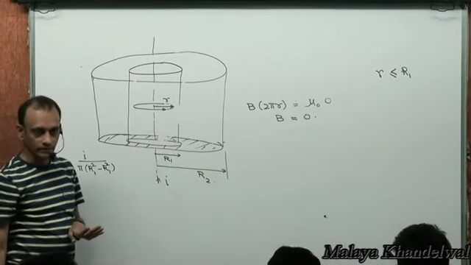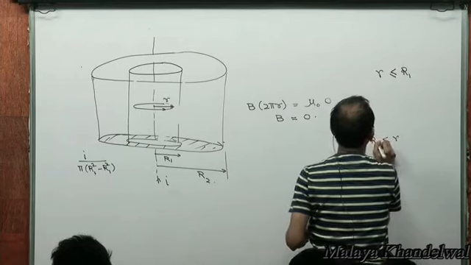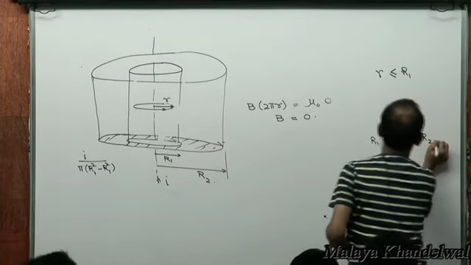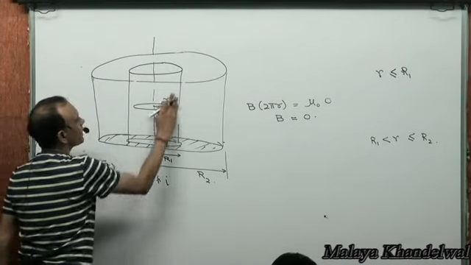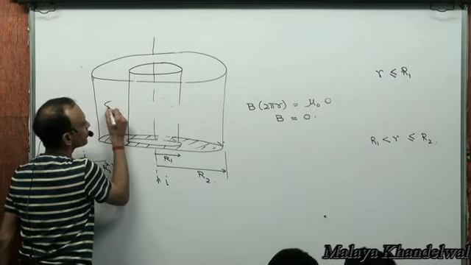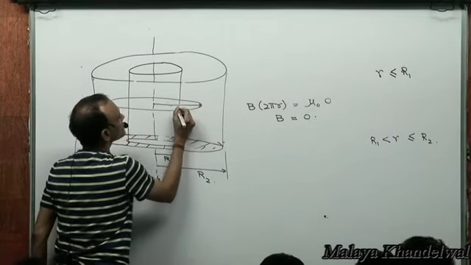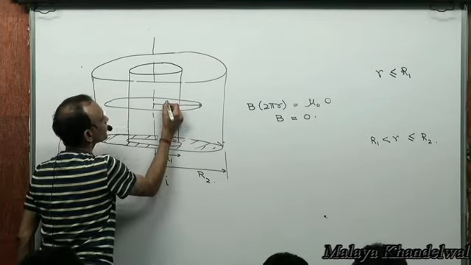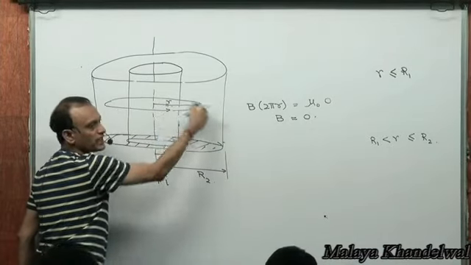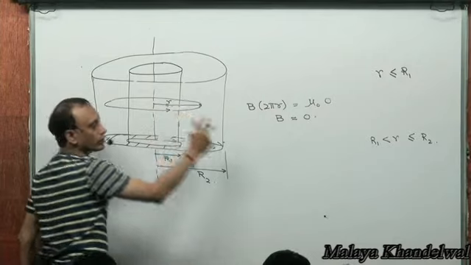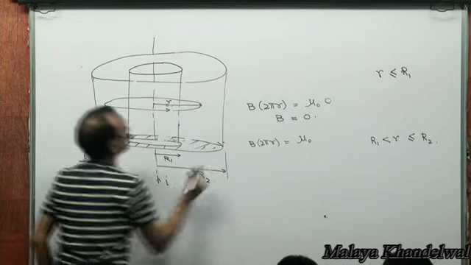B is 0. Right? Now, for r greater than r1 and less than or equal to r2, what happens to the magnetic field? Okay, so this time I'm going to take an Amperian loop like this. This is r. Again from symmetry, and I circulate the loop this way. Then the sum of all the B dot dl is going to be what? B into 2 pi r. That's going to be mu naught times the current enclosed.